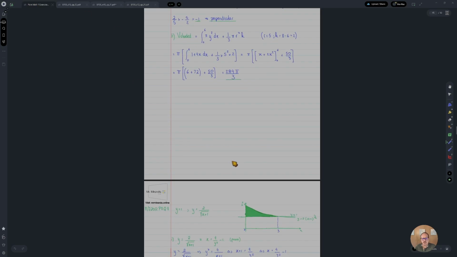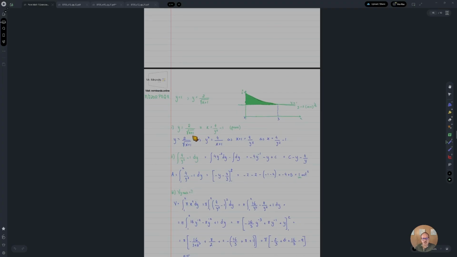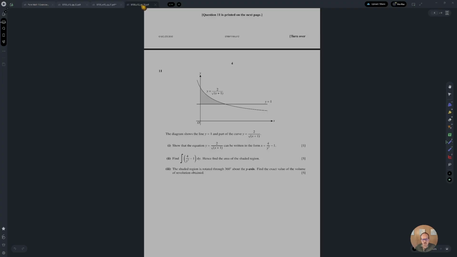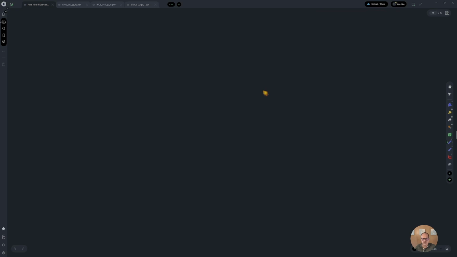So rewriting this expression in terms of x, just square the whole thing to get rid of the square root, then solve it for x, and basically voila, here you have it. All right, then the area of the shaded region, that's the next question, right? Okay, calculate the integral and use that to calculate the area of the shaded region.